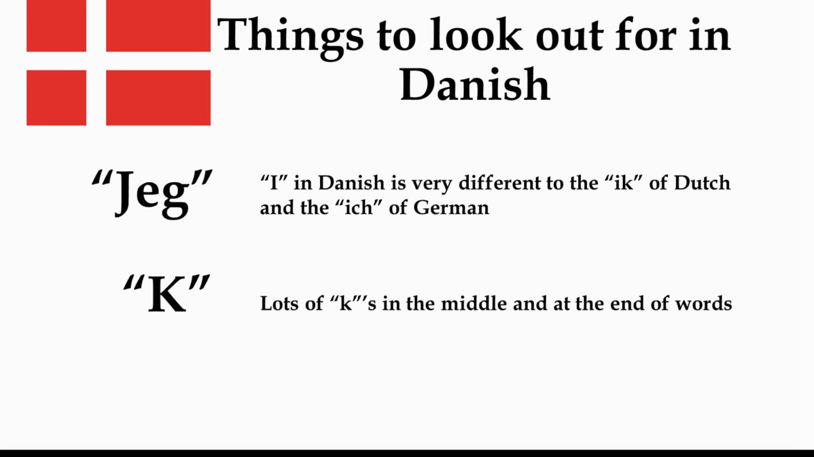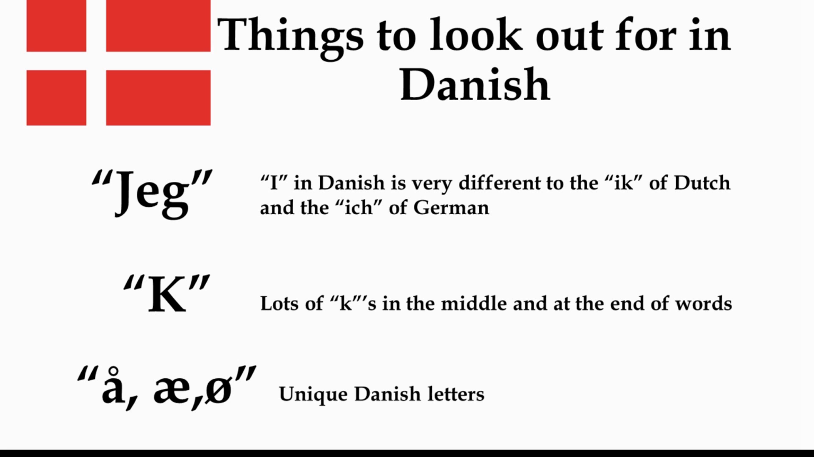So if you're seeing a lot of K's, especially not at the beginning of words, but throughout the word, then you could be looking at Danish. And finally, these are unique Danish letters. So you have the Æ, Ø, and Å. And these are also unique to Danish out of the three. They're also used in other Scandinavian languages, but that's a different video. So remember these because you are about to be tested. Good luck.